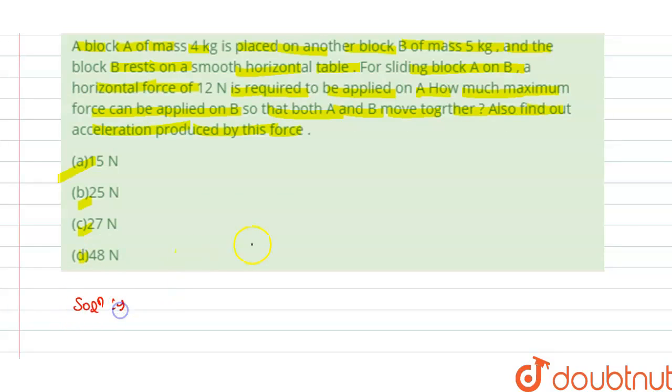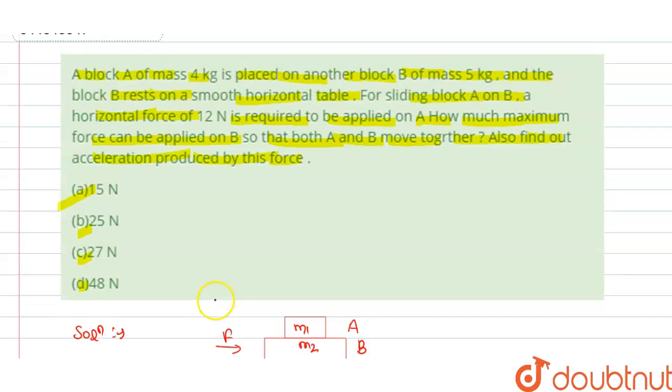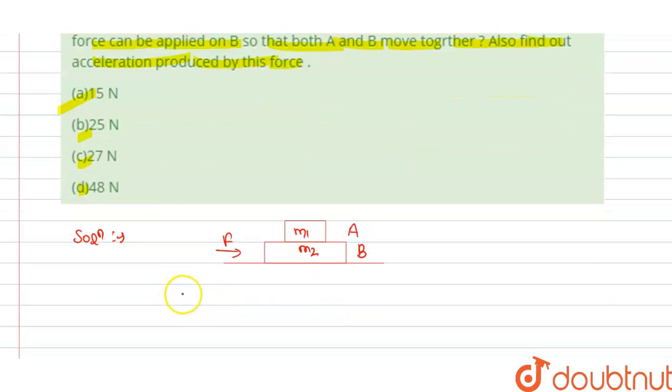So the solution of this question is, firstly we can draw the diagram to understand it better. This is our box here, this is M1 and M2. This is block A with mass M1 and this is block B, and we have the force F here, and this is our smooth horizontal surface, that is the table. So from this we can write that mass of A is 4 kg and mass of B is 5 kg, so M1 is 4 and M2 is 5.